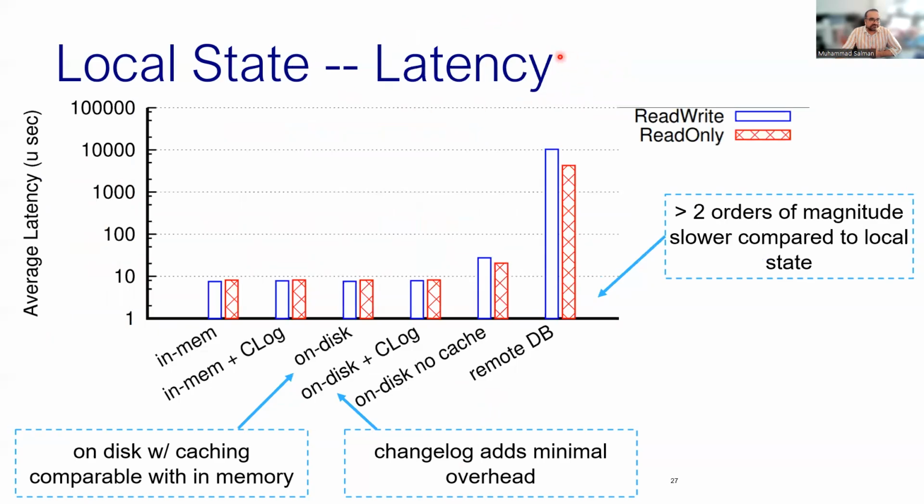And what is the local state latency? If we look at all of them, the read-write operation is best if we are using local memory. For example, with local memory or local disk, we have very low latency. Even if we are using the changelogs like the fault-tolerance system, we still have low latency. But if we don't have the buffering, then the latency increases a bit. And if you are using the remote database, then it increases a lot, because the latency for accessing a remote database is higher.